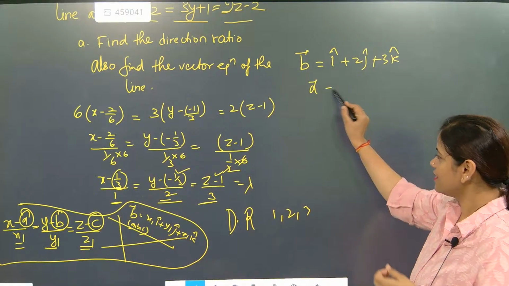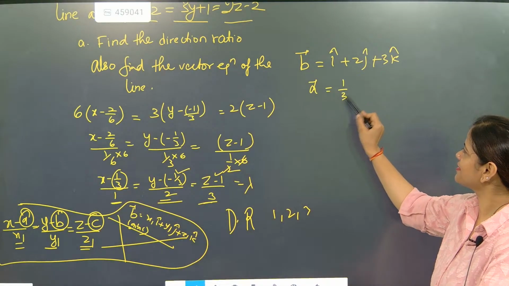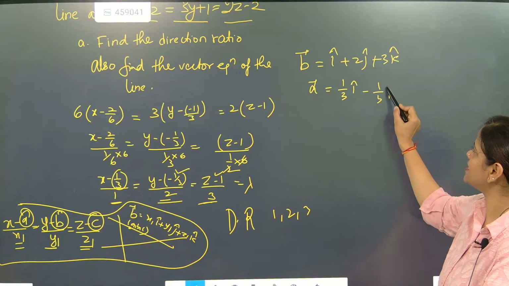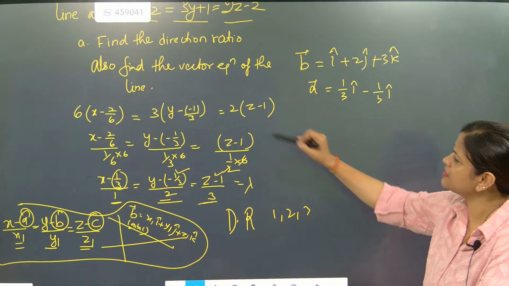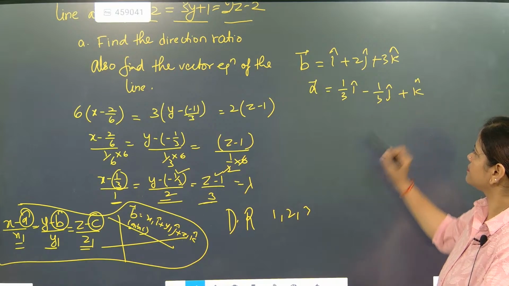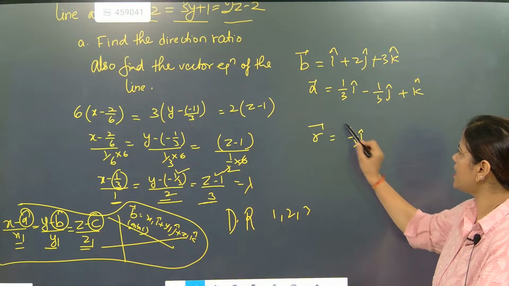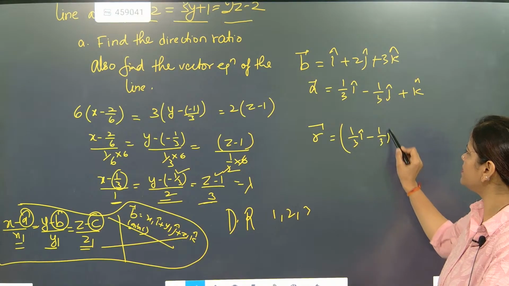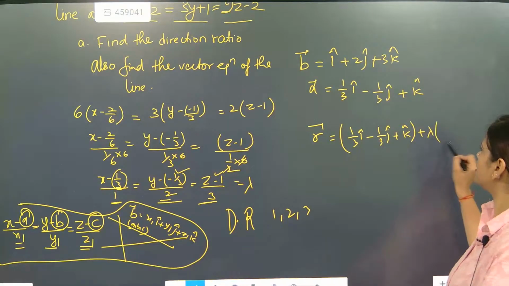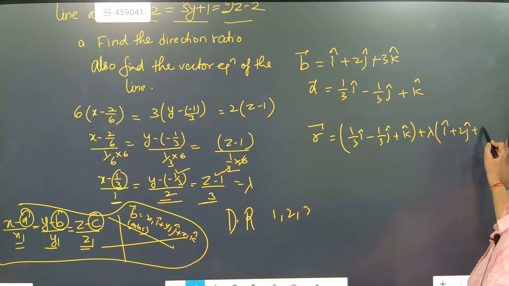Now look here. It is coming as what? 1 by 3 i, minus 1 by 3 j, and this part is coming as k. Done. So r vector is equal to 1 by 3 i minus 1 by 3 j plus k plus lambda times i plus 2j plus 3k.